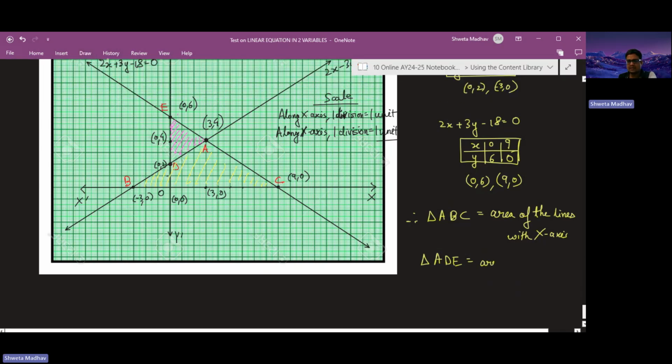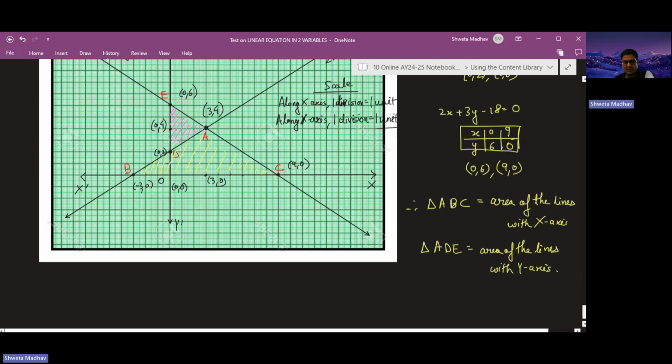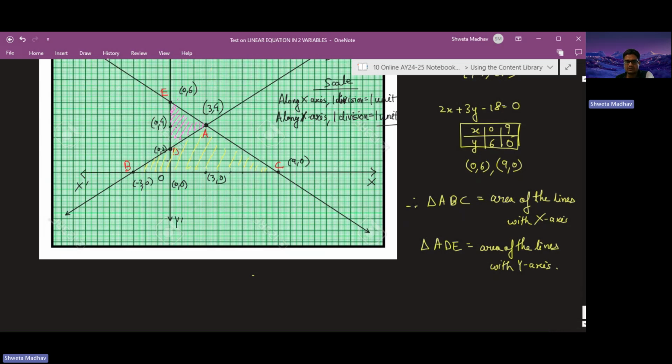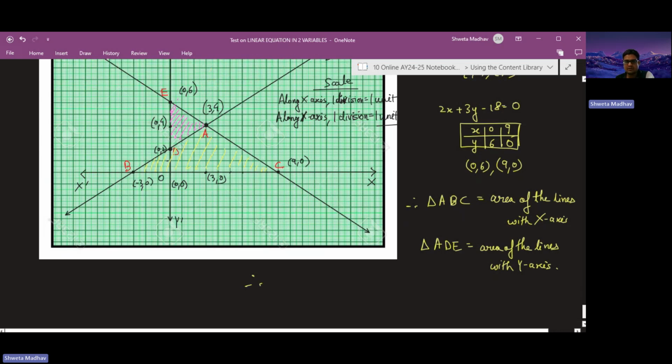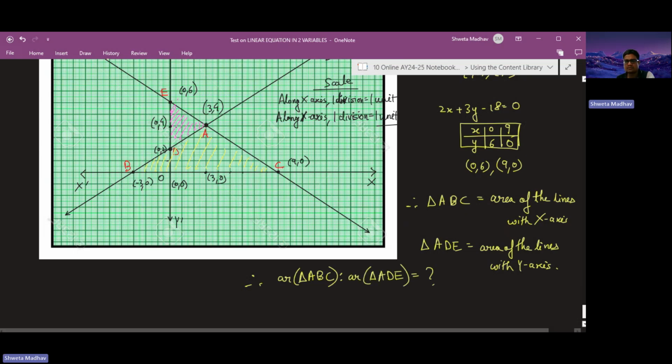So triangle ADE is the area which is formed by the lines with the y-axis. Here it is asked to find the ratio of the areas formed by the given lines with the x-axis and the y-axis. Therefore, we need to find the area of triangle ABC is to the area of triangle ADE. This has been asked.